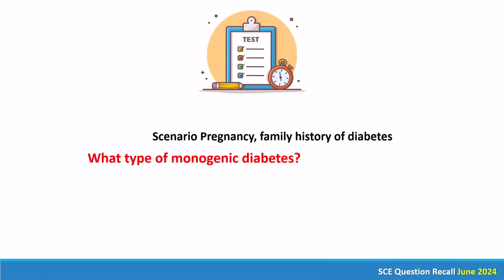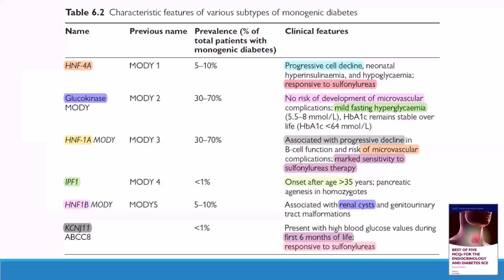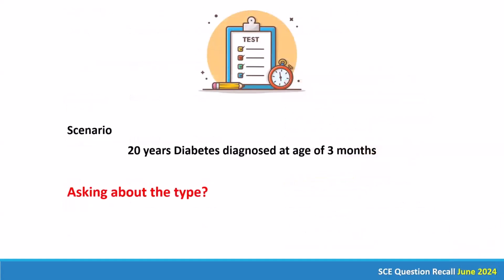Another case scenario, a pregnant female with a family history of diabetes mellitus. What type of monogenic diabetes? As we mentioned previously, glucokinase, usually presented in the exam as a pregnant female with GDM, mild fasting hyperglycemia that may require insulin. This is from June 2024. Monogenic diabetes is autosomal dominant. We suspect it if we have a strong family history of diabetes mellitus in the young, absence of autoimmune markers, absence of insulin resistance, the patient is controlled with a small dose of insulin, mild fasting hyperglycemia, and the presence of specific criteria. And this table summarizes the different forms of MODY and neonatal diabetes mellitus.